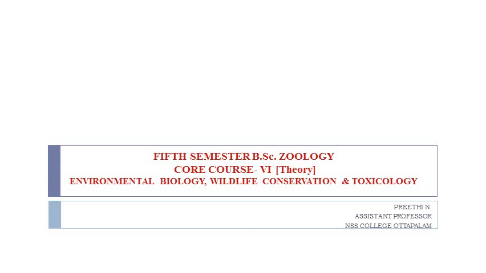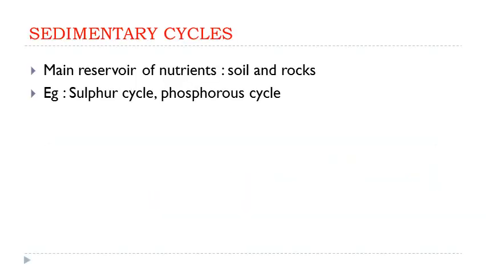In this presentation we are dealing with the second part of the biogeochemical cycles, that is the sedimentary cycles. So what are sedimentary cycles? We've already seen while discussing the different types of biogeochemical cycles that there are two types of cycles, gaseous cycle and sedimentary cycle, based on what the main reservoir of the nutrients involved is. So in sedimentary cycles, you can see the main reservoir is soil and rocks, sedimentary rocks or any other type of rocks.